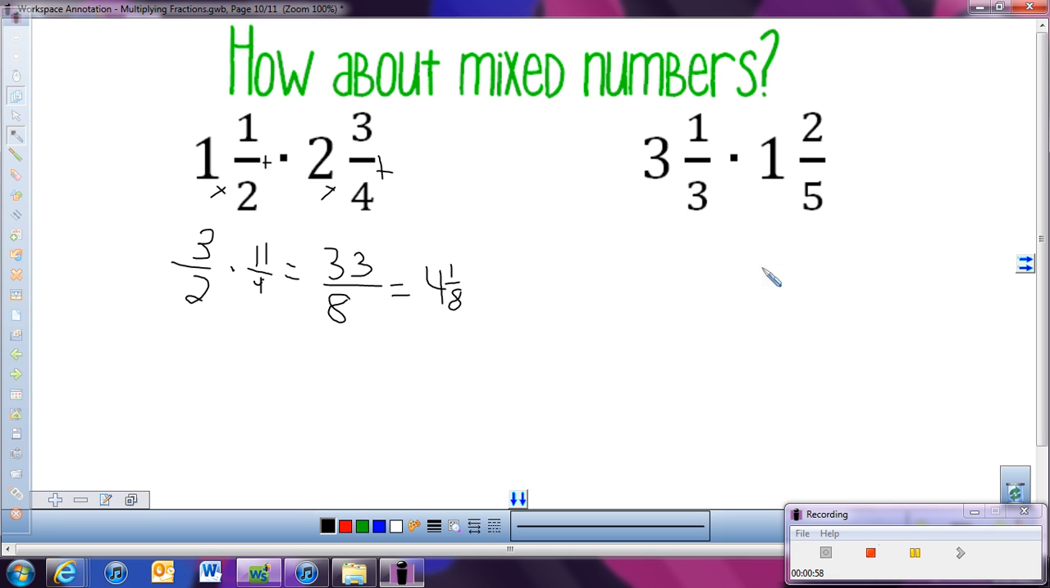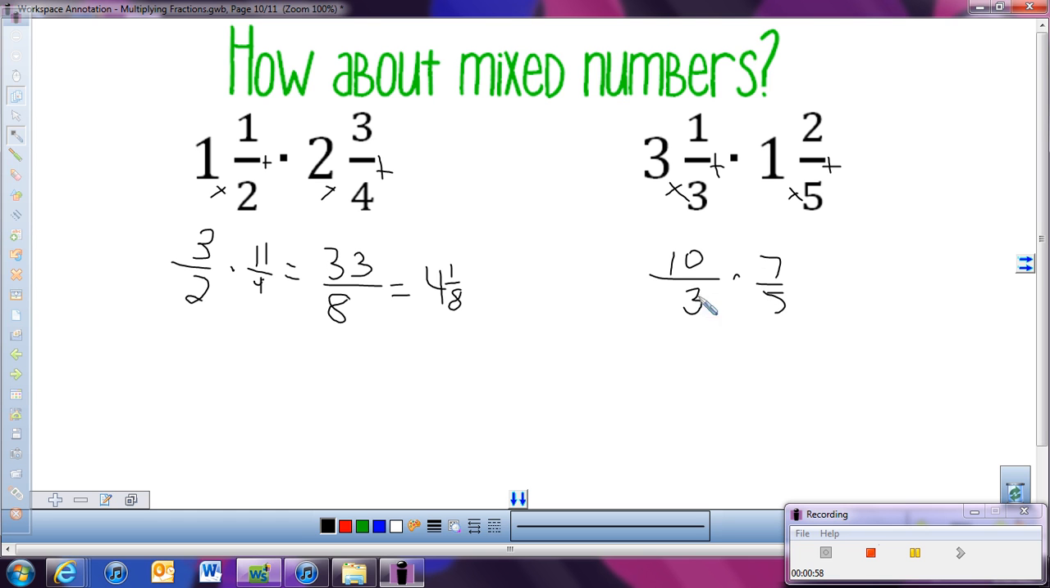We can try one more just to make sure we got this down with mixed numbers. Whenever we're multiplying and we have mixed numbers, our first step is to change the mixed numbers into improper fractions. So we're going to be doing 3 times 3, which is 9. 9 plus 1 is 10, and our denominator stays the same, 1 times 5 is 5. 5 plus 2 is 7, so 7/5.